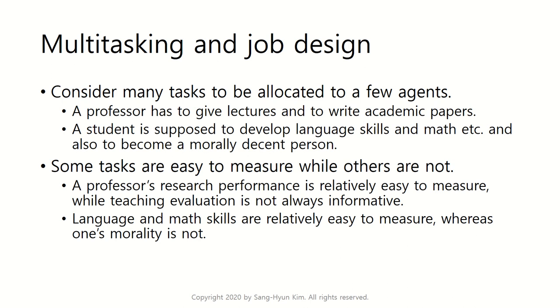Okay, so we have talked about information and the problems related to information. So here again, we want to talk about information, especially the measurability of performance. Some tasks are easy to measure, while others are difficult to measure. So going back to my example, a professor's research performance is relatively easy to measure, while teaching evaluation is not always informative.